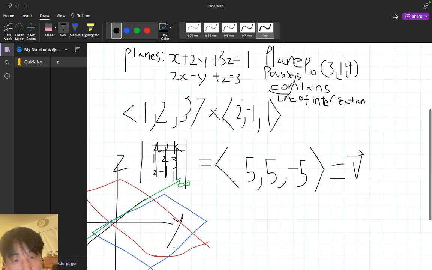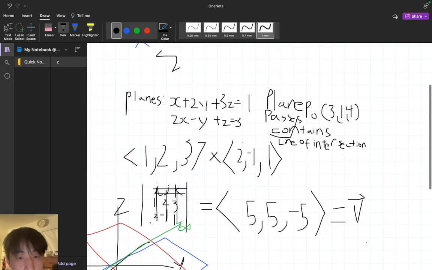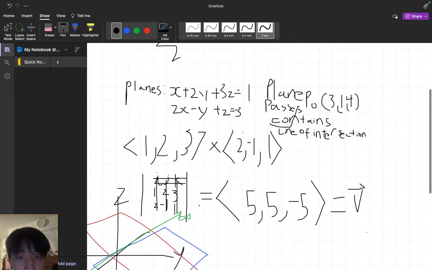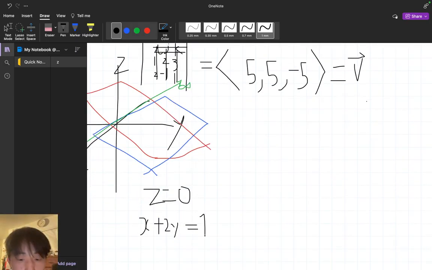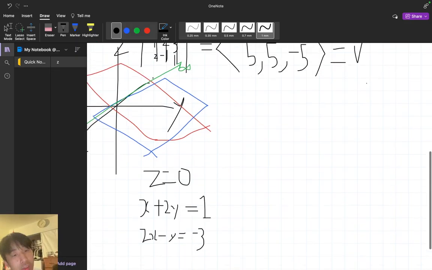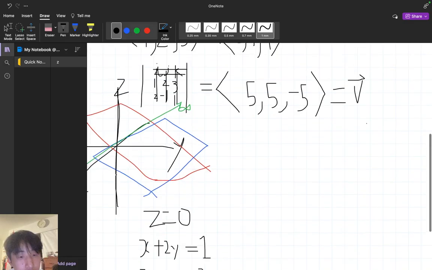So now the equation would be x plus 2y equals 1, and then there's 2x minus y, right, equals negative 3. So now that we have z equals 0, we can draw this as a line like this.